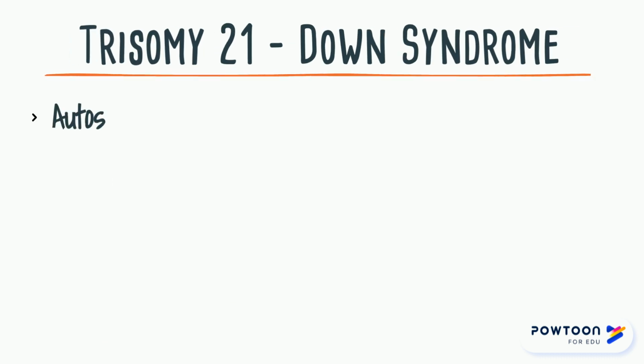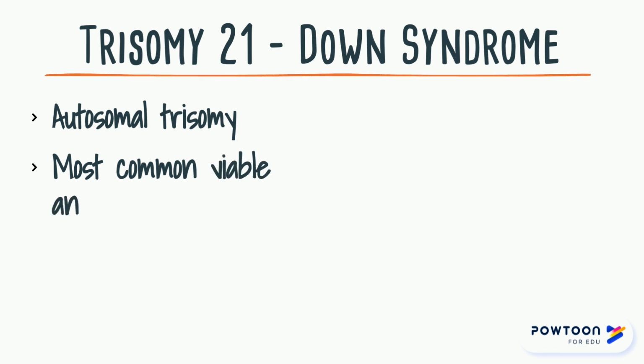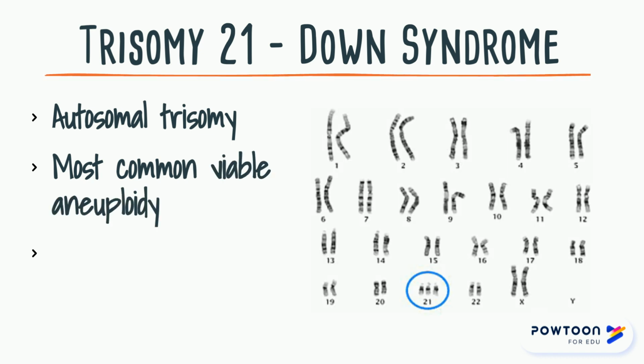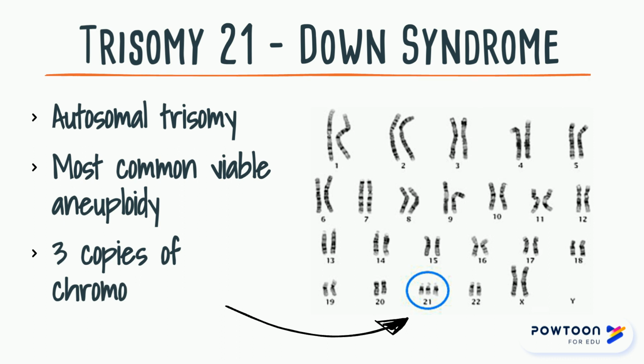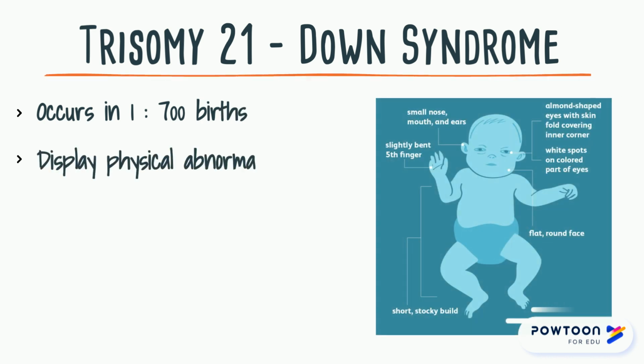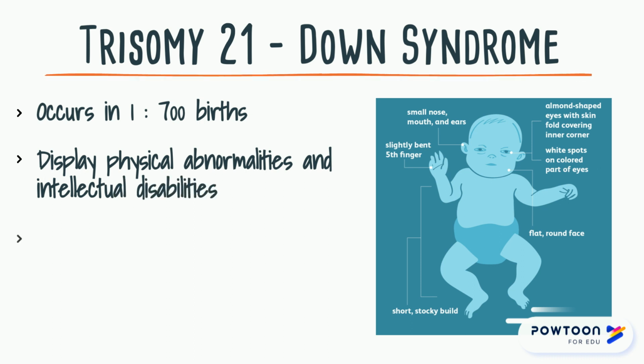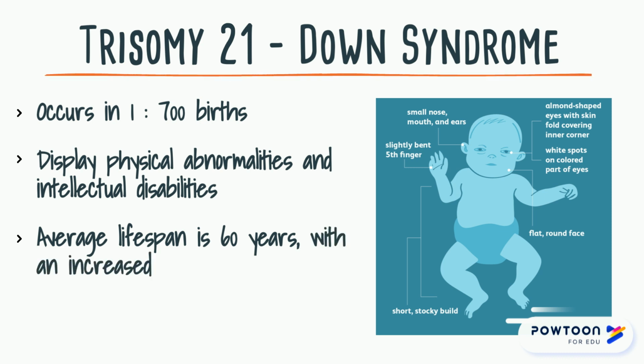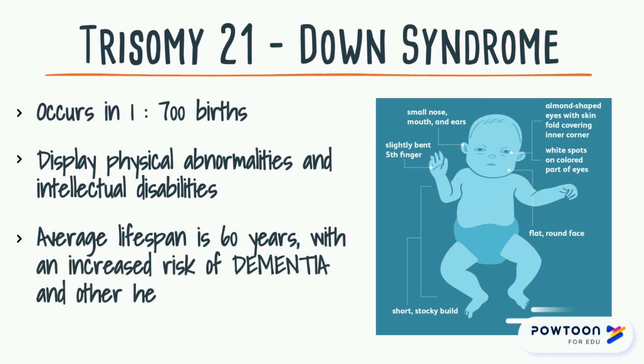Trisomy 21, or Down syndrome, is an autosomal trisomy. It's the most common viable aneuploidy and is characterized by 3 copies of chromosome 21. Down syndrome occurs in 1 in 700 births. People with Down syndrome display physical abnormalities and intellectual disabilities. The average lifespan of someone with Down syndrome is 60 years, with an increased risk of dementia and other health problems.